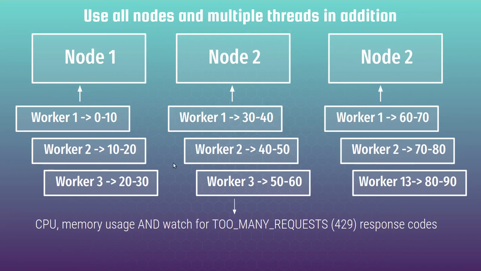So try to experiment, try to change different batches, try to run as many workers as you can, and use all your CPU and memory resources, and in most cases Elasticsearch will be able to process all your requests, and in such a way you can reach the optimal speed of indexing.